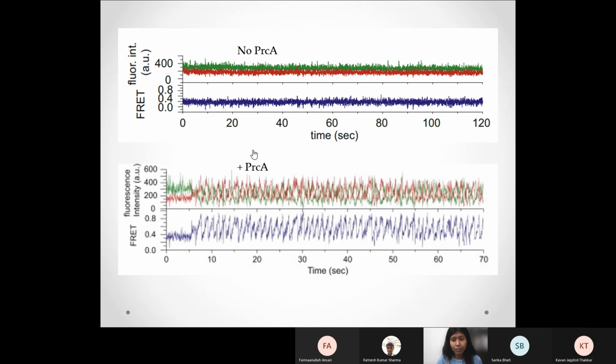And here you see oscillation because on reaching the 5' end, PCRA simply dislodges because it has very low processivity. It cannot stay very long. It dislodges, and when it dislodges, the distance between the two fluorophores increases. Again, the whole cycle starts.